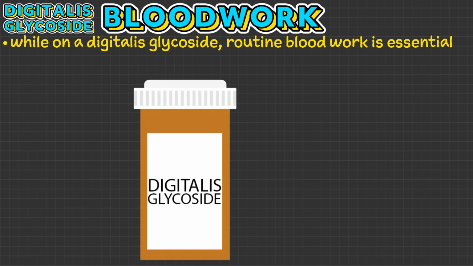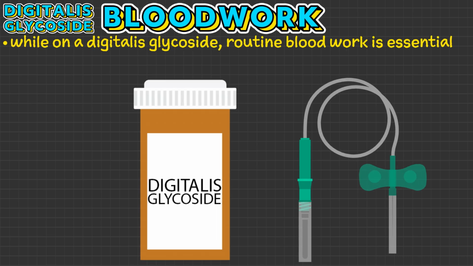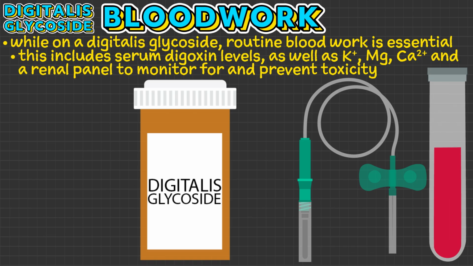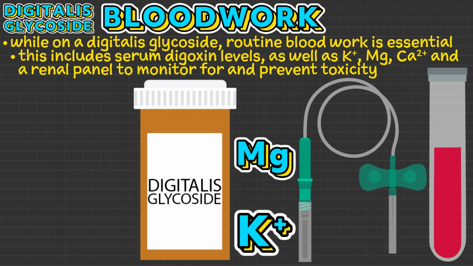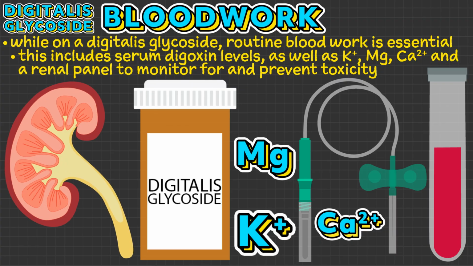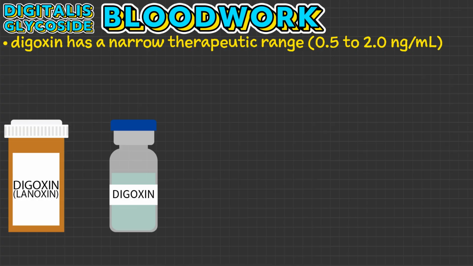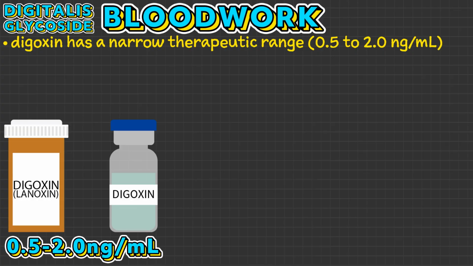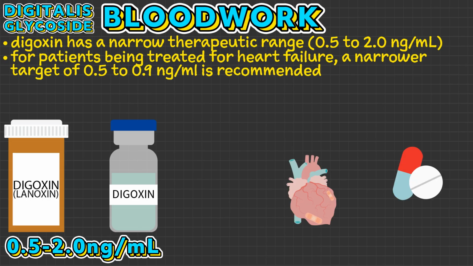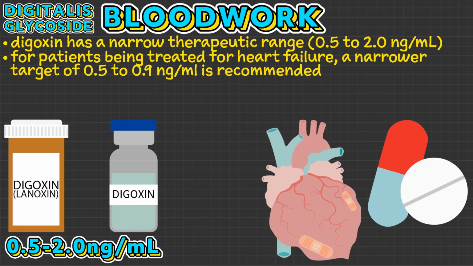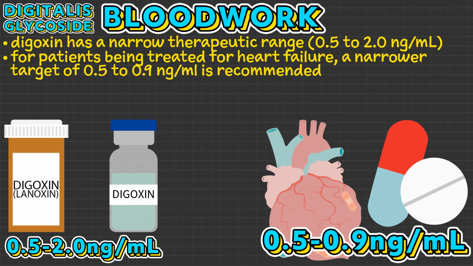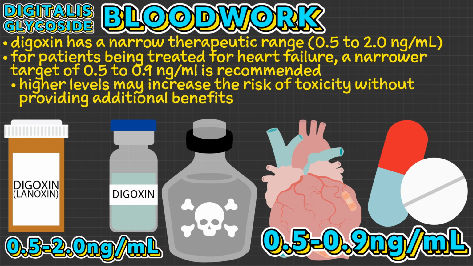While on a Digitalis glycoside, routine blood work is essential. This includes serum digoxin levels, as well as potassium, magnesium, calcium, and a renal panel to monitor for and prevent toxicity. Digoxin has a narrow therapeutic range, ranging from 0.5 to 2 nanograms per milliliter. However, for patients being treated for heart failure, a narrower target of 0.5 to 0.9 nanograms per milliliter is recommended, as higher levels may increase the risk of toxicity without providing additional benefits.